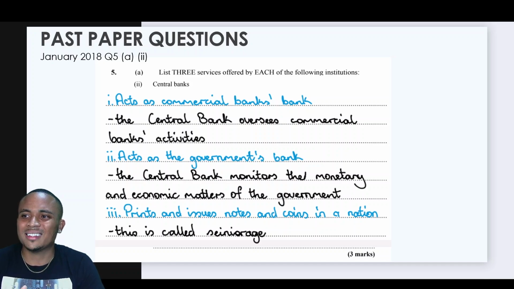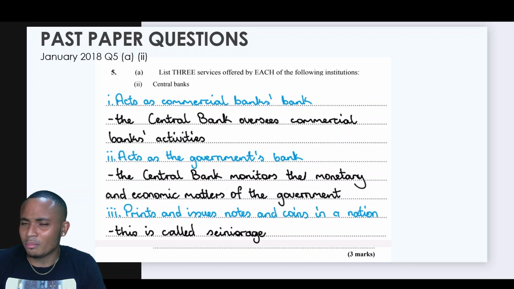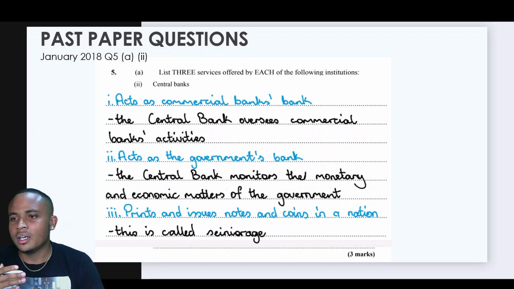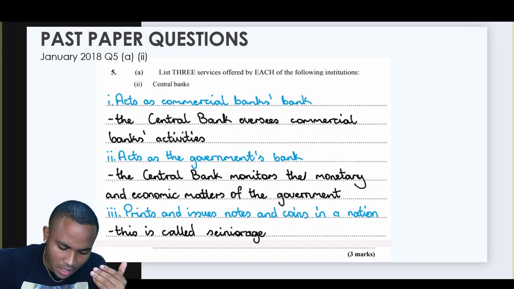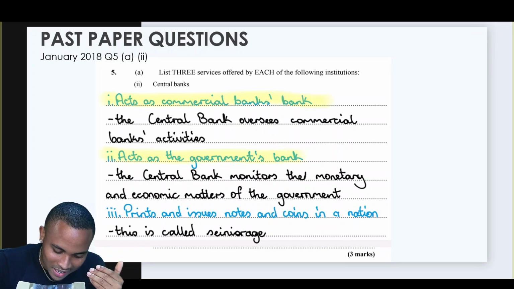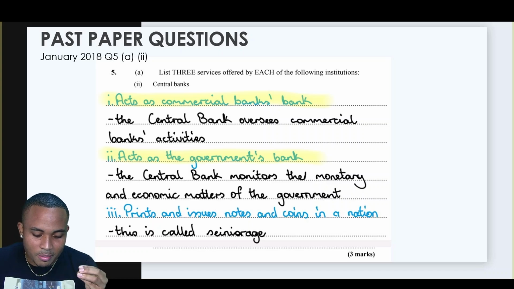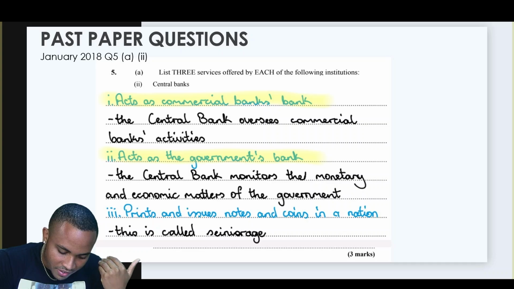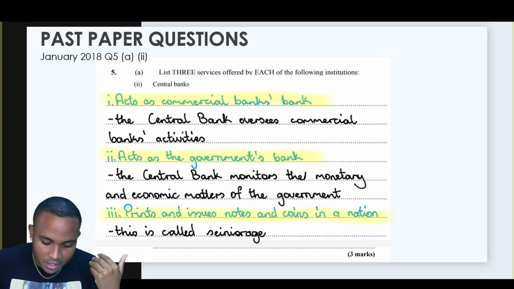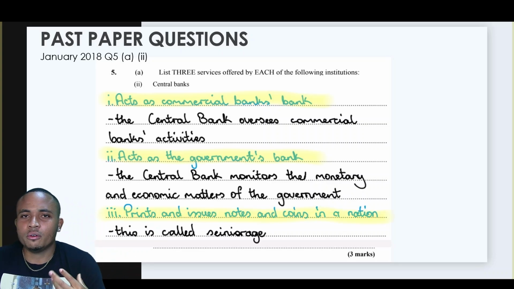So we have, 1, the central bank is the bankers' bank, so it oversees the commercial banks' activities. 2, it acts as the government's bank, so the central bank monitors the monetary and economic matters of the government. And finally, they are in charge of printing and issuing money. If you want to show them that you know big words, it's called seigniorage.